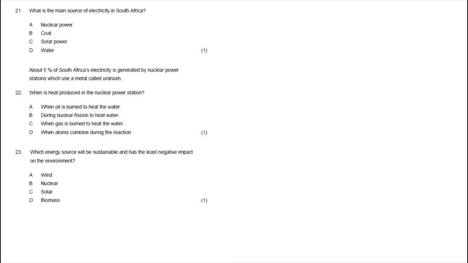Okay. And then next we will move to question 21. Question 21 says, what is the main source of electricity in South Africa? So we know that South Africa mostly uses coal-fired power stations. So our correct answer will be B, which is coal.